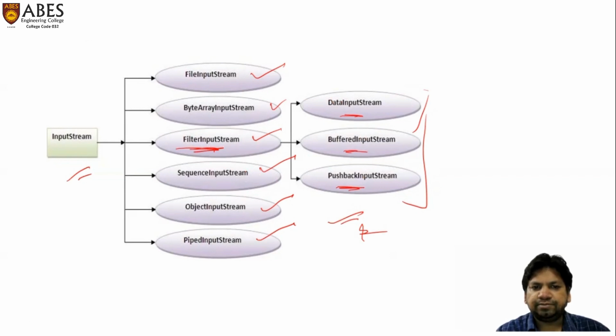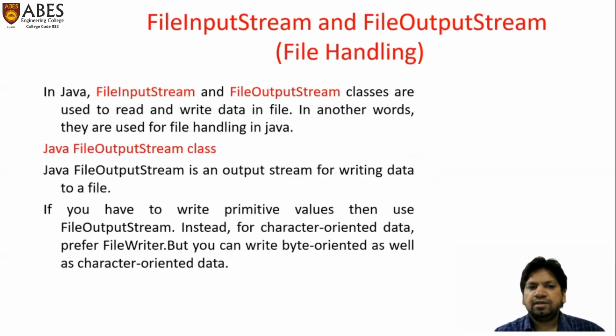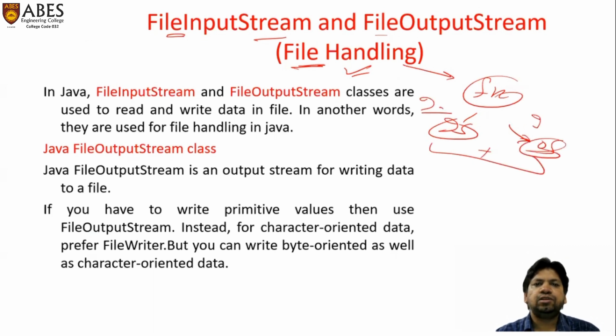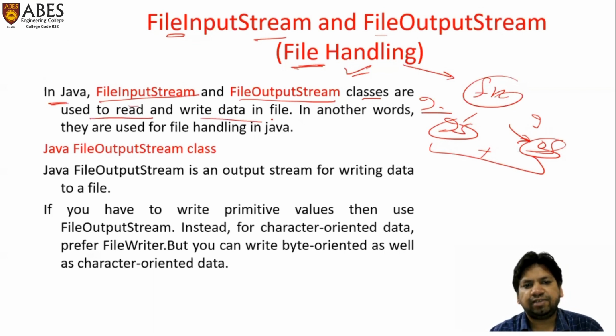Now, file input stream and file output stream, the file handling. What is file handling? It means input stream, file input stream and file output stream. That whole combination is called file handling. In Java, the file input stream and file output stream classes are used to read and write data in the file. In other words, they are used for file handling in Java.